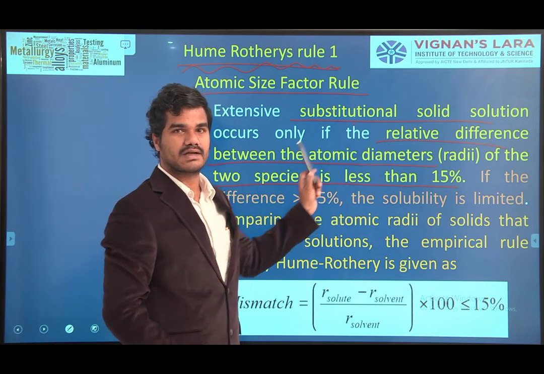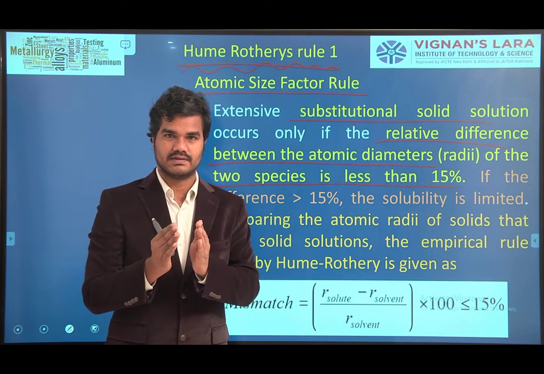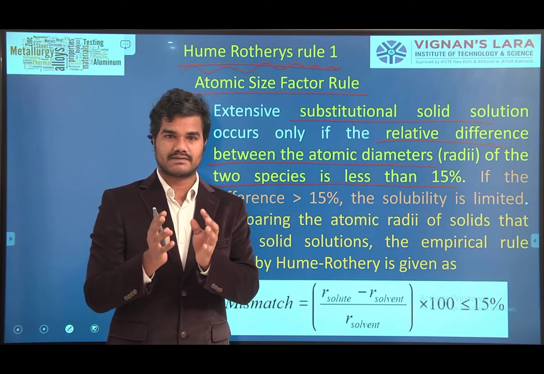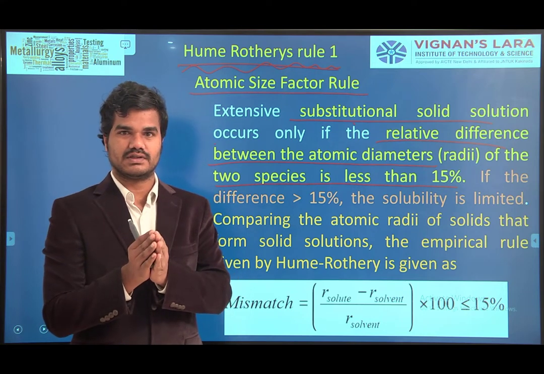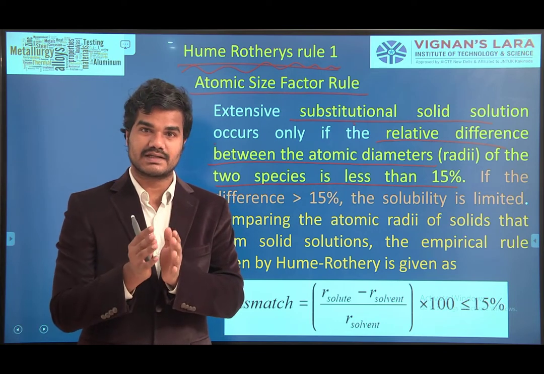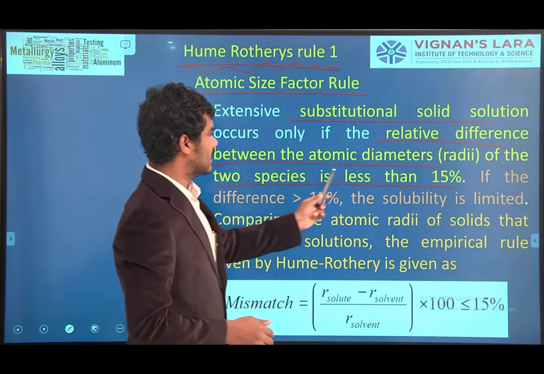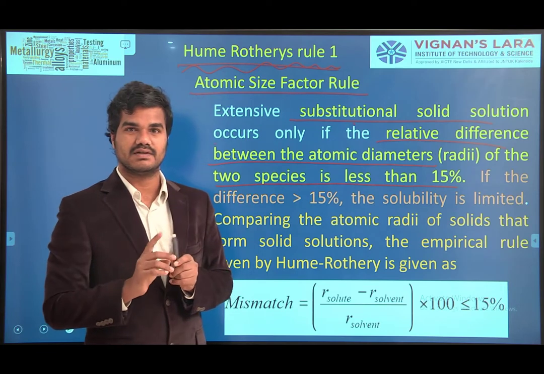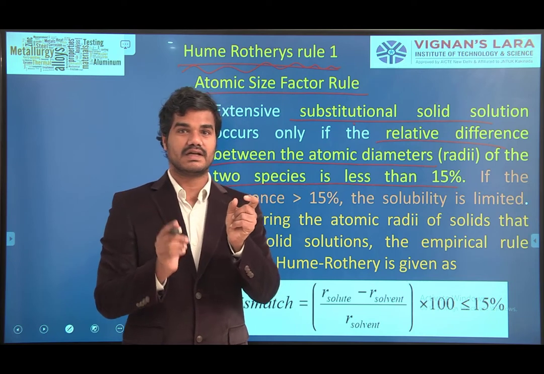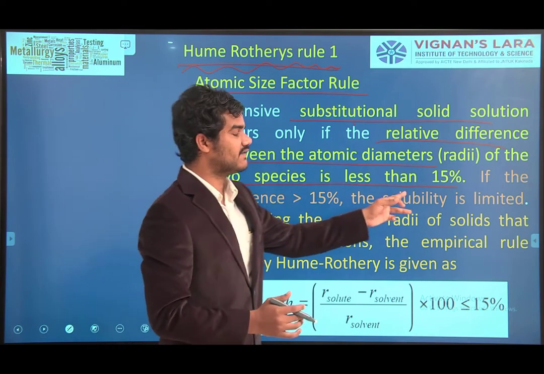Substitutional solid solution occurs. What is a substitutional solid solution? When you are combining two metals, metal A atom size and metal B atom size should be the same. Then after combining it becomes an alloy. That solution is called a substitutional solid solution. It occurs when the relative difference between the atomic diameter of A and the atomic diameter of B, the two species, is less than 15%.